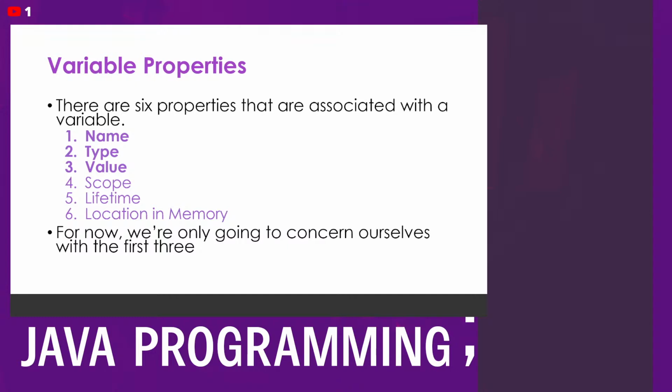Name, type, and value. And these are the 3 that we're going to be focusing on. Our name, type, and value. Name being that label that's on my container, right? The symbolic name that relates the data inside of my container to the container itself. Type being a data type, right?